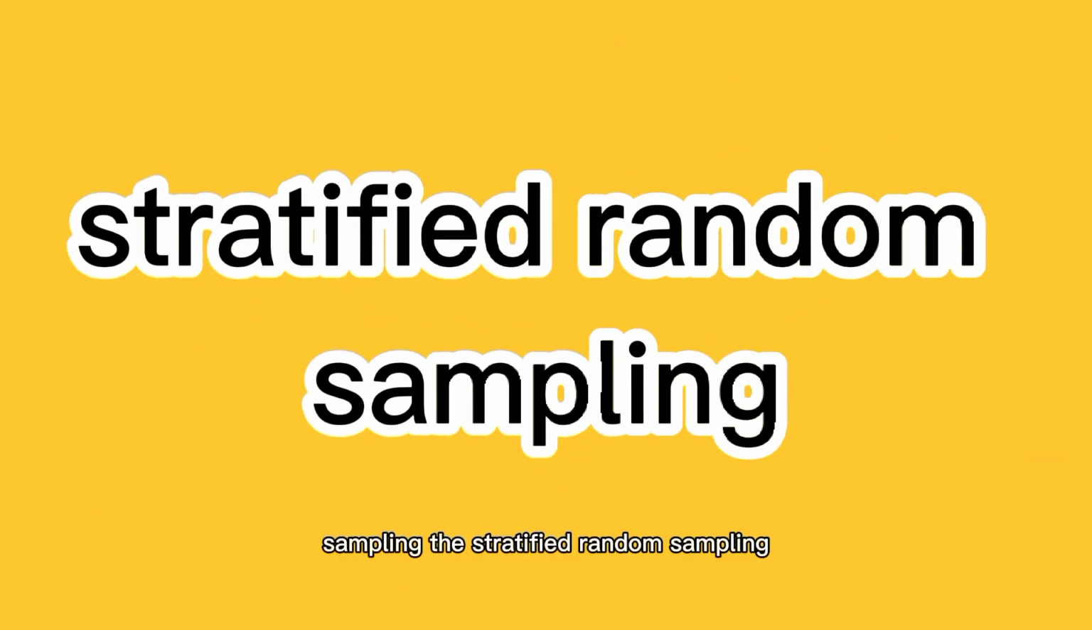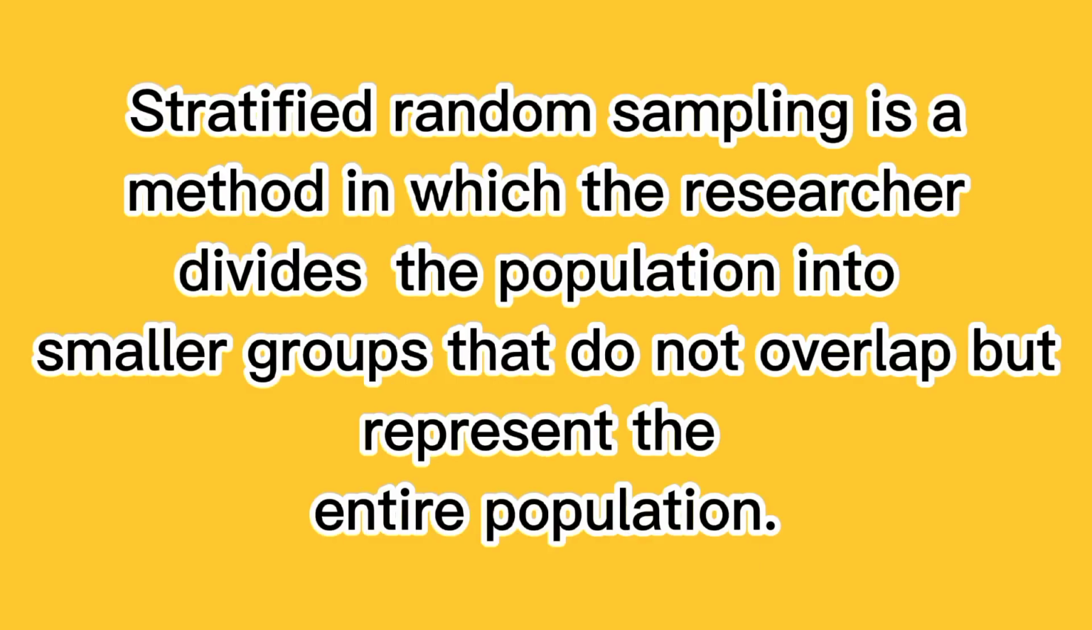And now let's move on to the last type of probability sampling, the stratified random sampling. Stratified random sampling is a method in which the researcher divides the population into smaller groups that do not overlap but represent the entire population.